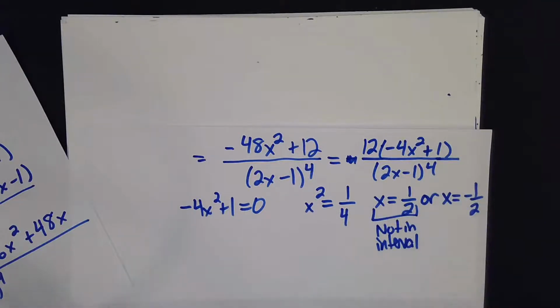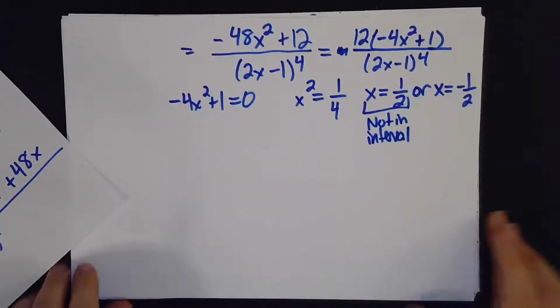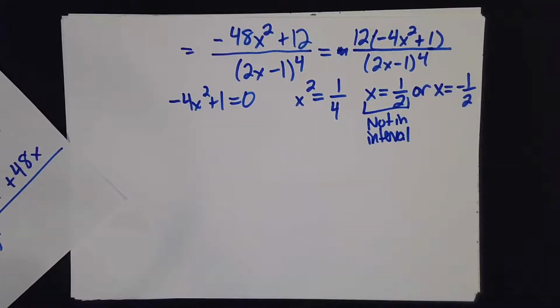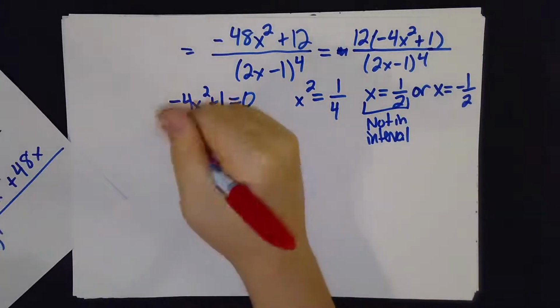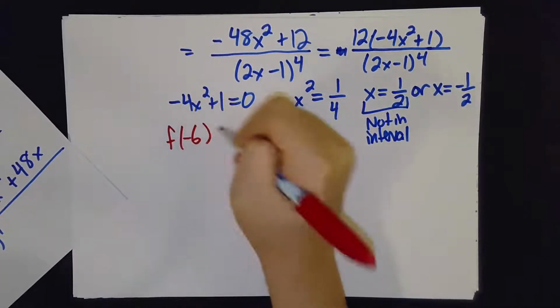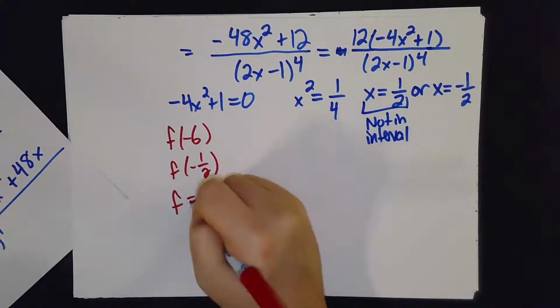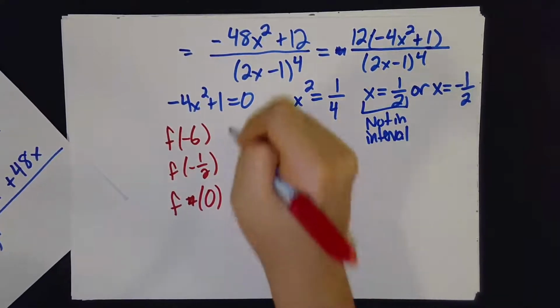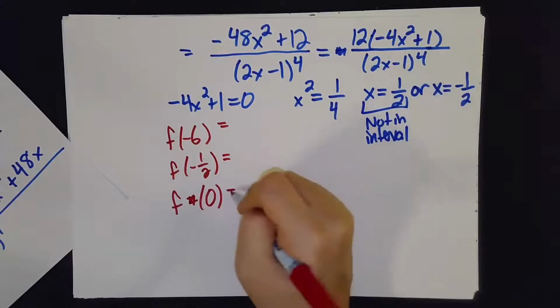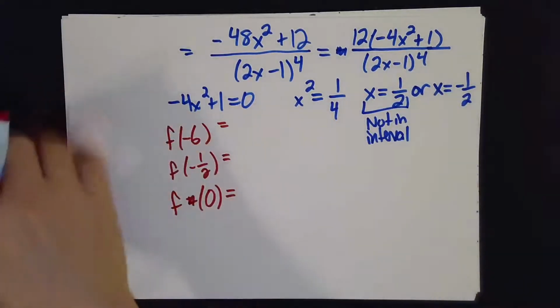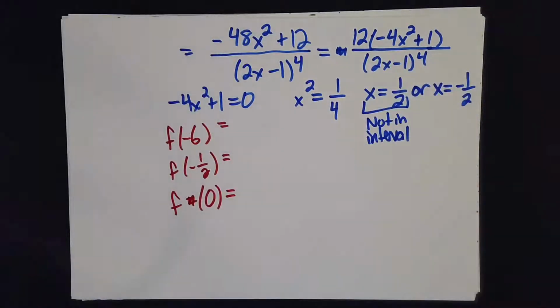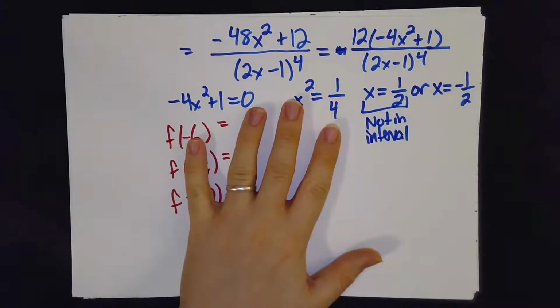Okay. So then I need to calculate f of minus 6, f of minus a half and f of 0. And I need to figure out which of these is the biggest and which of these is the smallest. I'll leave that piece to you.